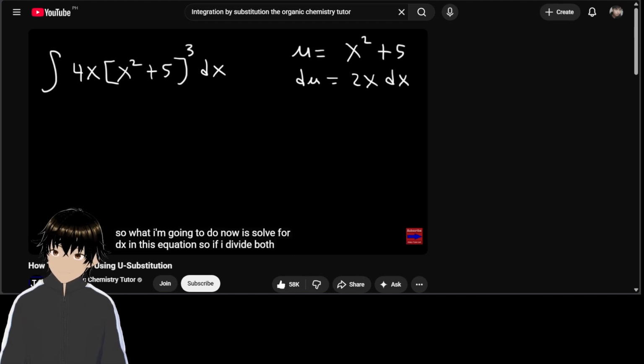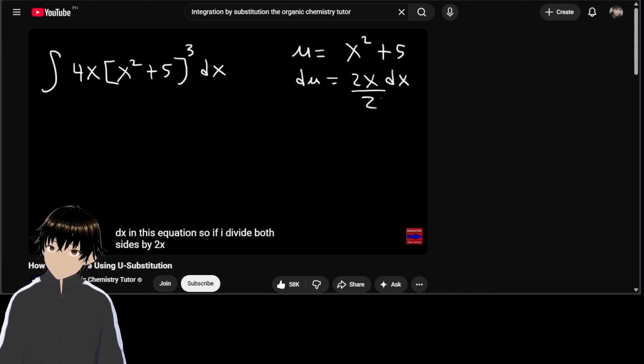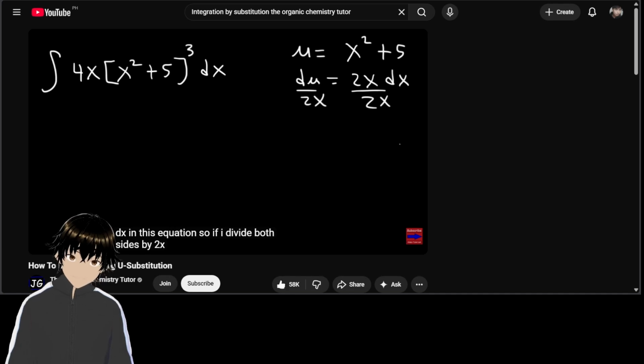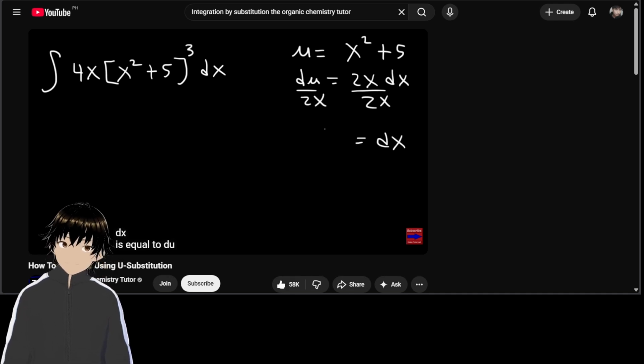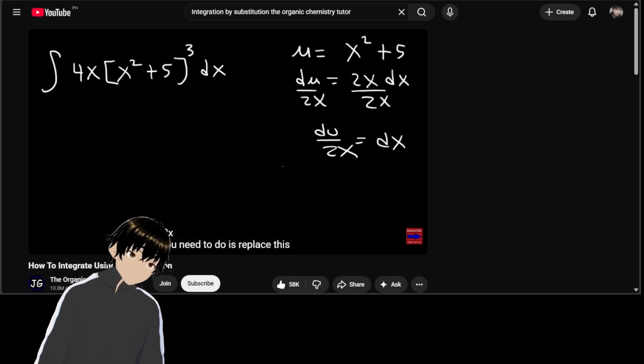So what I'm going to do now is solve for dx in this equation. So if I divide both sides by 2x, dx is equal to du divided by 2x.